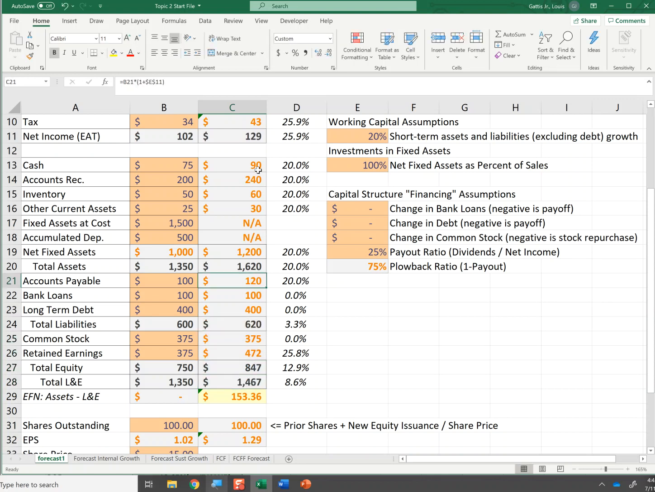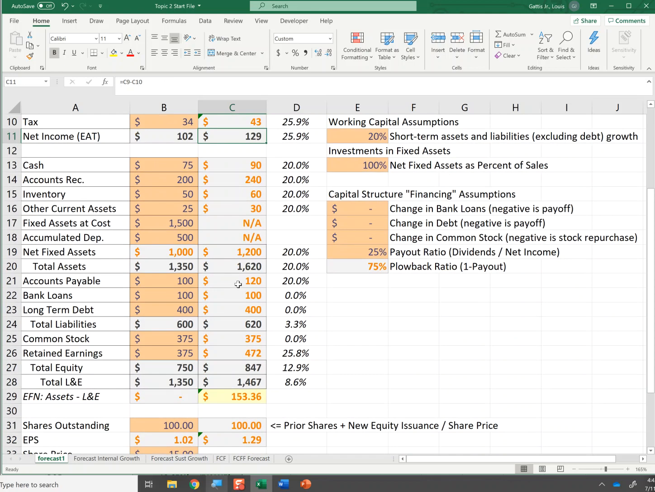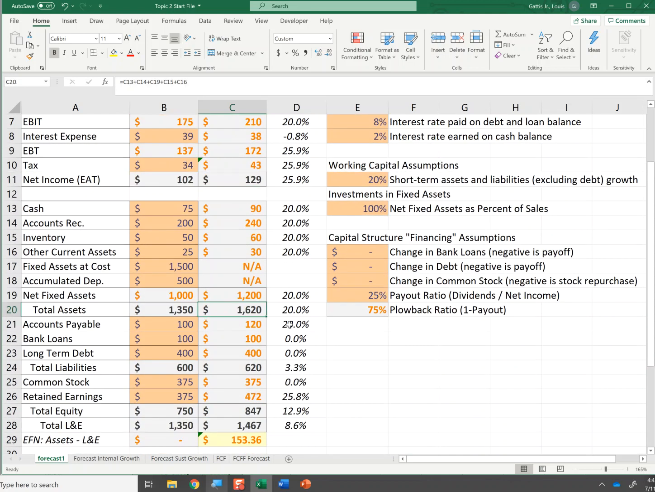Now notice here's what we have. This is our first pass. We're forecasting $129 of net income or earnings after tax. I'm forecasting to get that level of sales, I need $1,620 of total assets. Assuming no changes in debt and common stock, I'm forecasting L&E, liability and equity, of $1,467. Now notice I'm forecasting I need $1,620 in assets, but I only have $1,467 in financing. So if I take the difference between assets minus L&E, there's a gap of 153. That's my external financing needed.